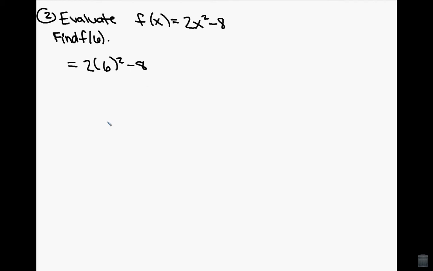So we need to follow the order of operations, which is PEMDAS. Technically, there are no real parentheses here. However, we do have exponents. So 2 times, what is 6 squared? 36 minus 8. And again, order of operations, 2 times 36 is 72 minus 8. Feel free to use your calculator if you need to. 72 minus 8 is 64. So our final answer is 64.